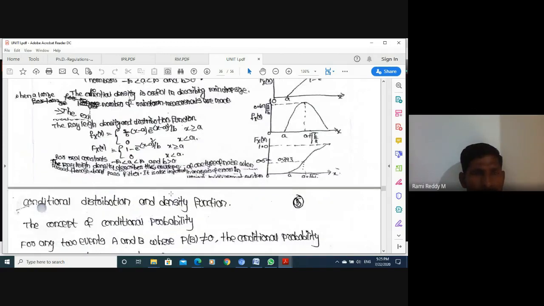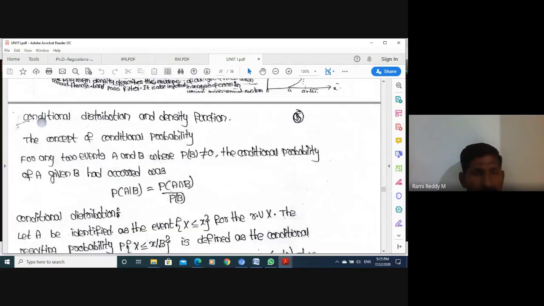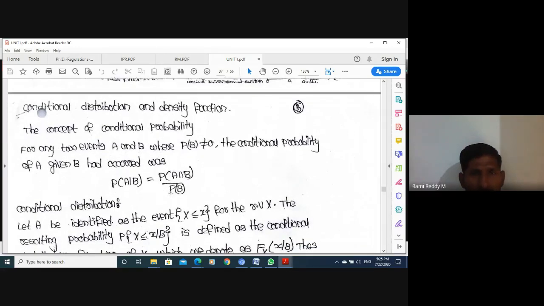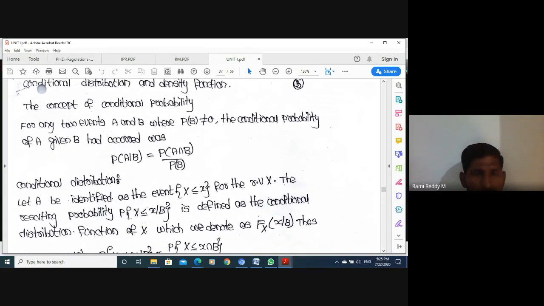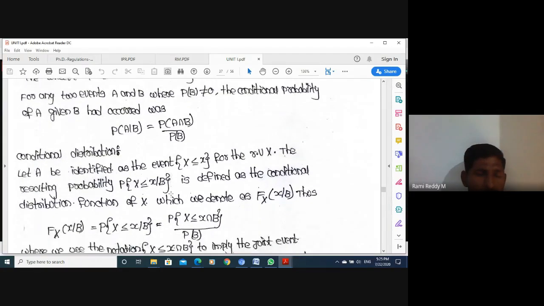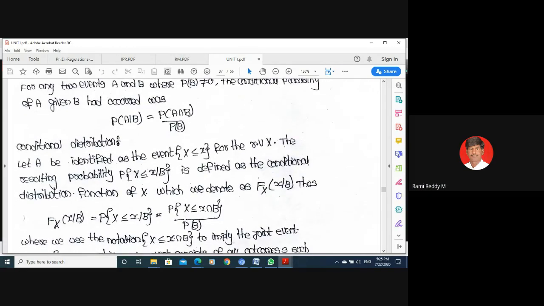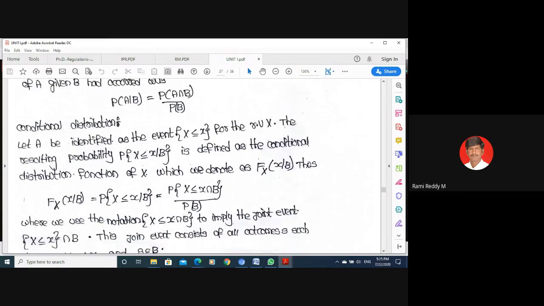The next topic is conditional distribution and density function. The concept of conditional probability: we know that P(A|B) = P(A ∩ B) / P(B). The conditional distribution function is given by F_X(x|B) = P(X ≤ x | B), which can be given as P(X ≤ x ∩ B) divided by P(B).